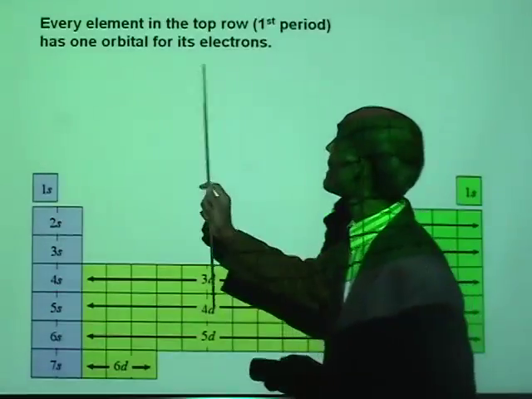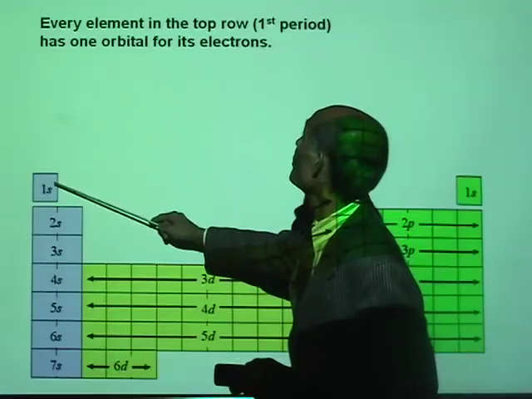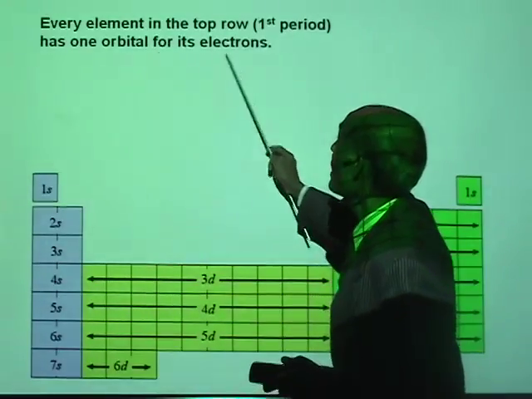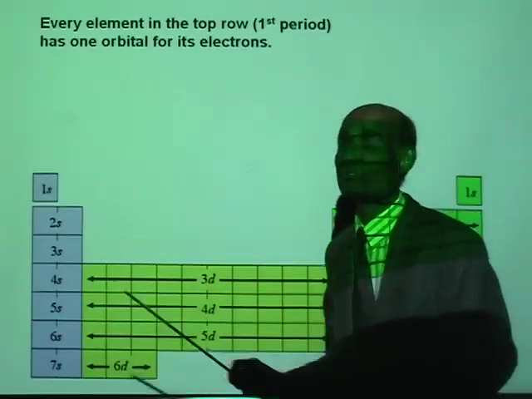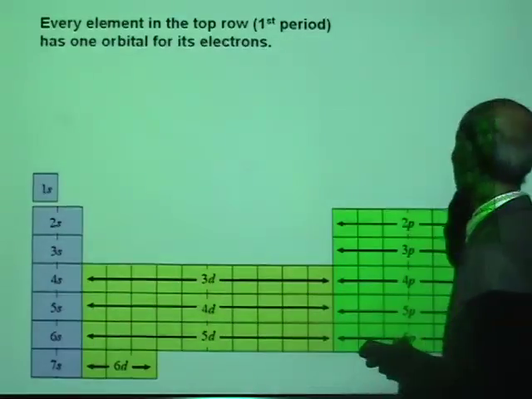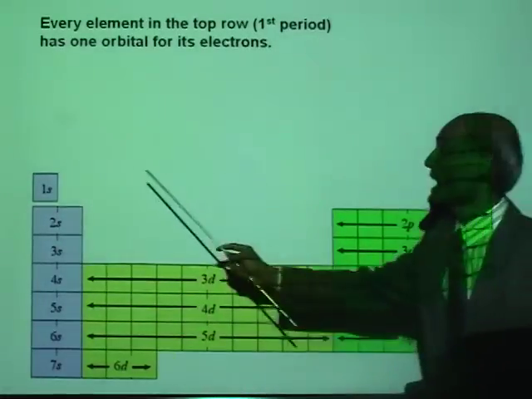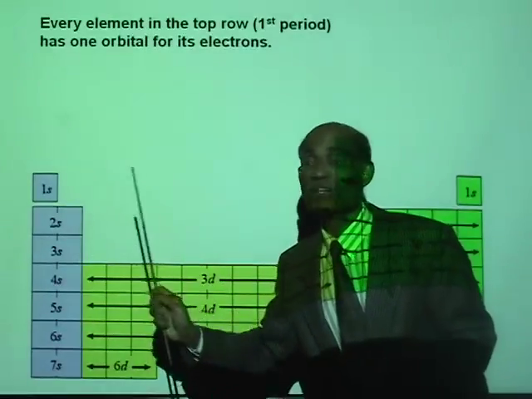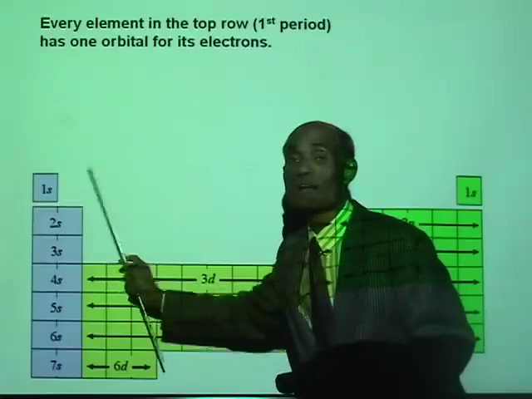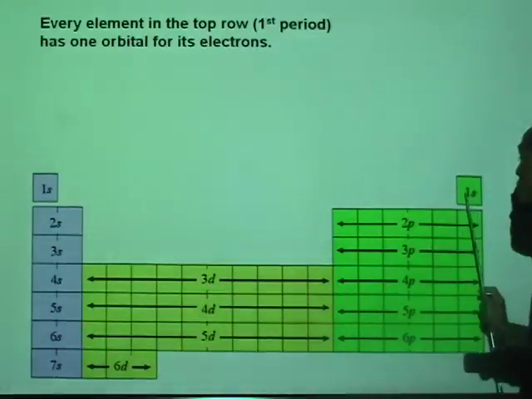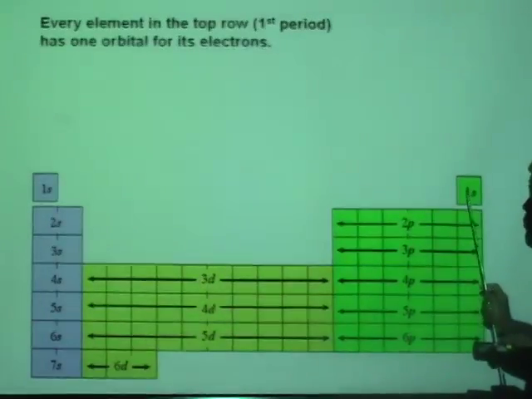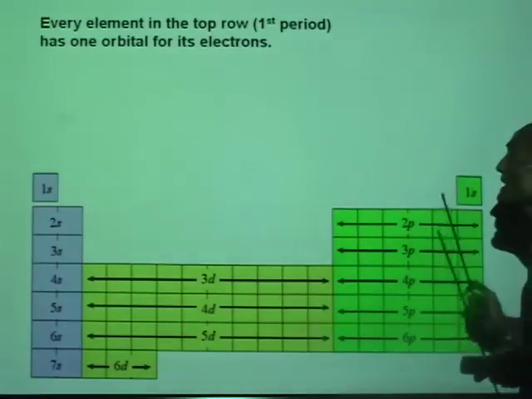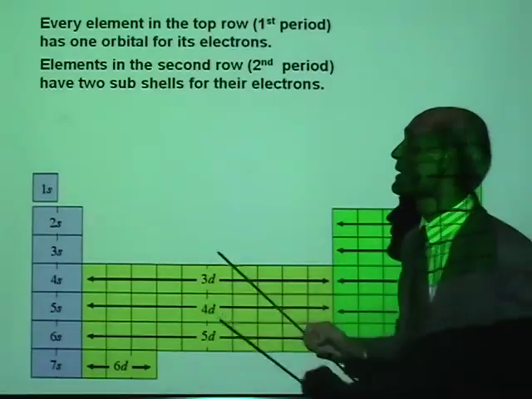Now, every element in the top row, that is the first period, has one orbital for its electron, 1s. Now, hydrogen, this is hydrogen actually. Hydrogen has one electron, that will be 1s1. Helium has two electrons, that will be 1s2. Both electrons will be in the s subshell.